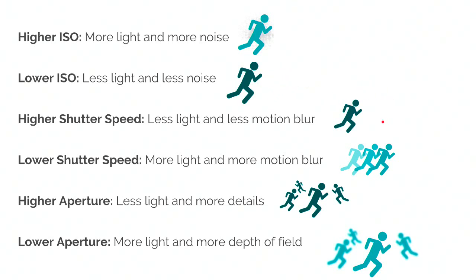At a higher shutter speed, you're going to get less light, but less motion blur. So, like he is a little darker, but you don't have the issue with him running and getting blurry. But at a lower shutter speed, you're going to get more light and more motion blur.